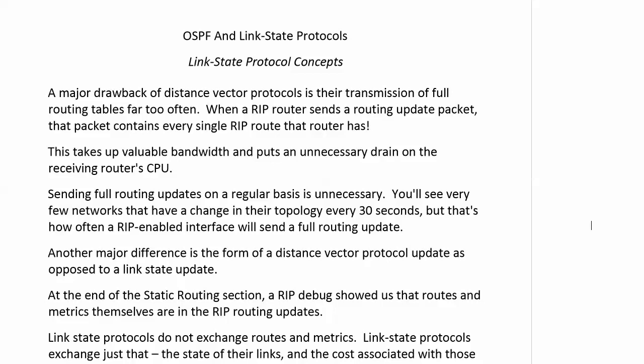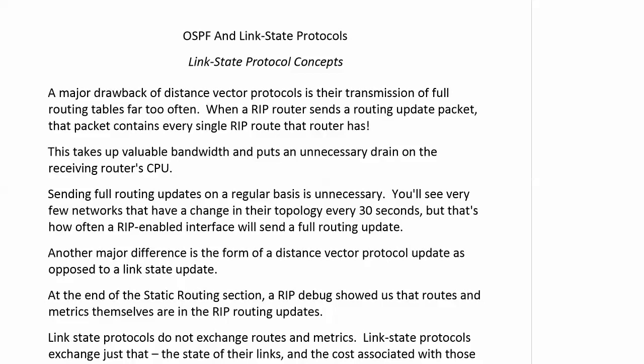We've talked about this with distance vector protocols before, that they transmit full routing tables far too often. Frankly, it's just totally inefficient. It takes up our bandwidth. It's going to hit the router CPU. And the thing is, with RIP packets in particular, those packets are limited to 25 routes. So if you had 51 RIP routes that a router needed to advertise, it would send out 3 packets every 30 seconds advertising the same routes. And it's just a tremendous waste.